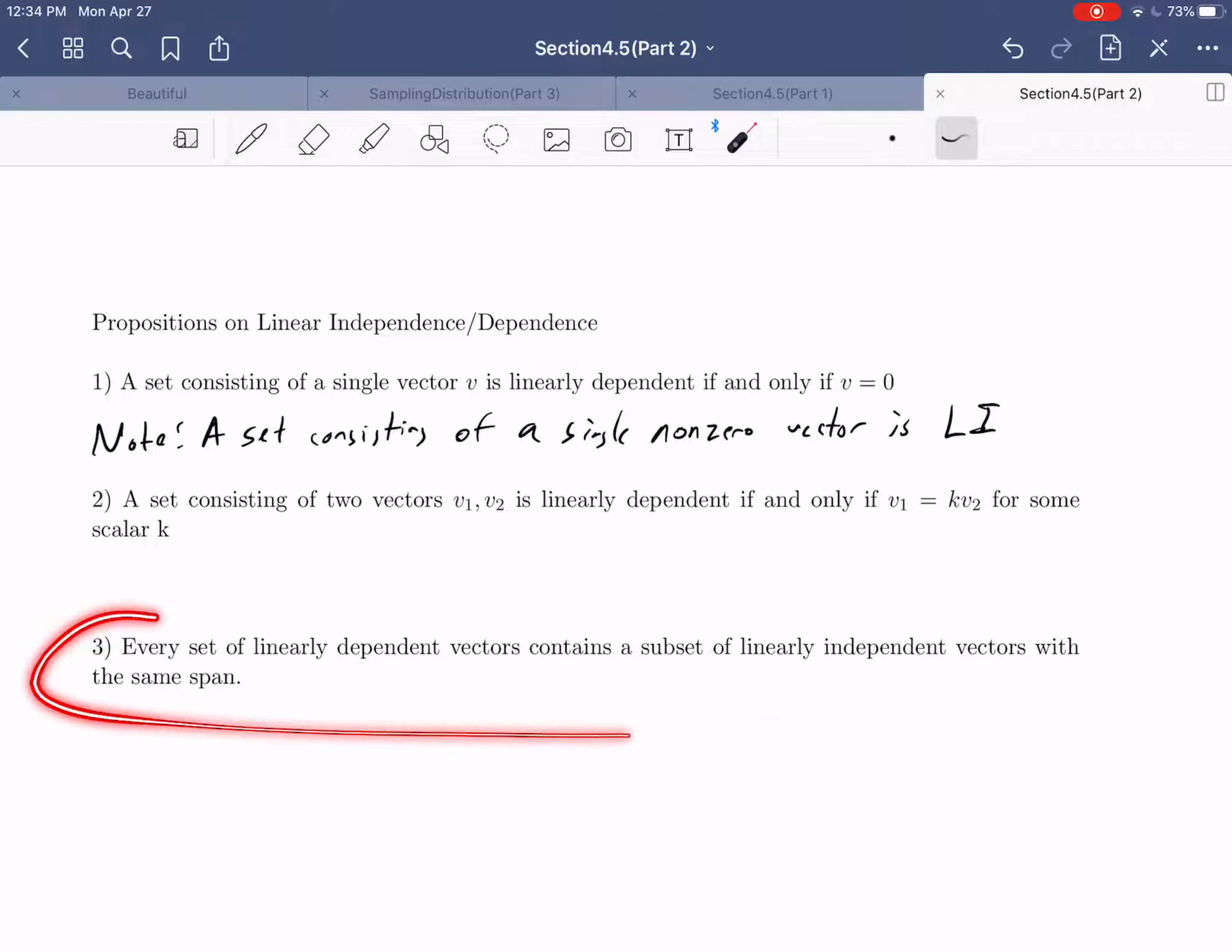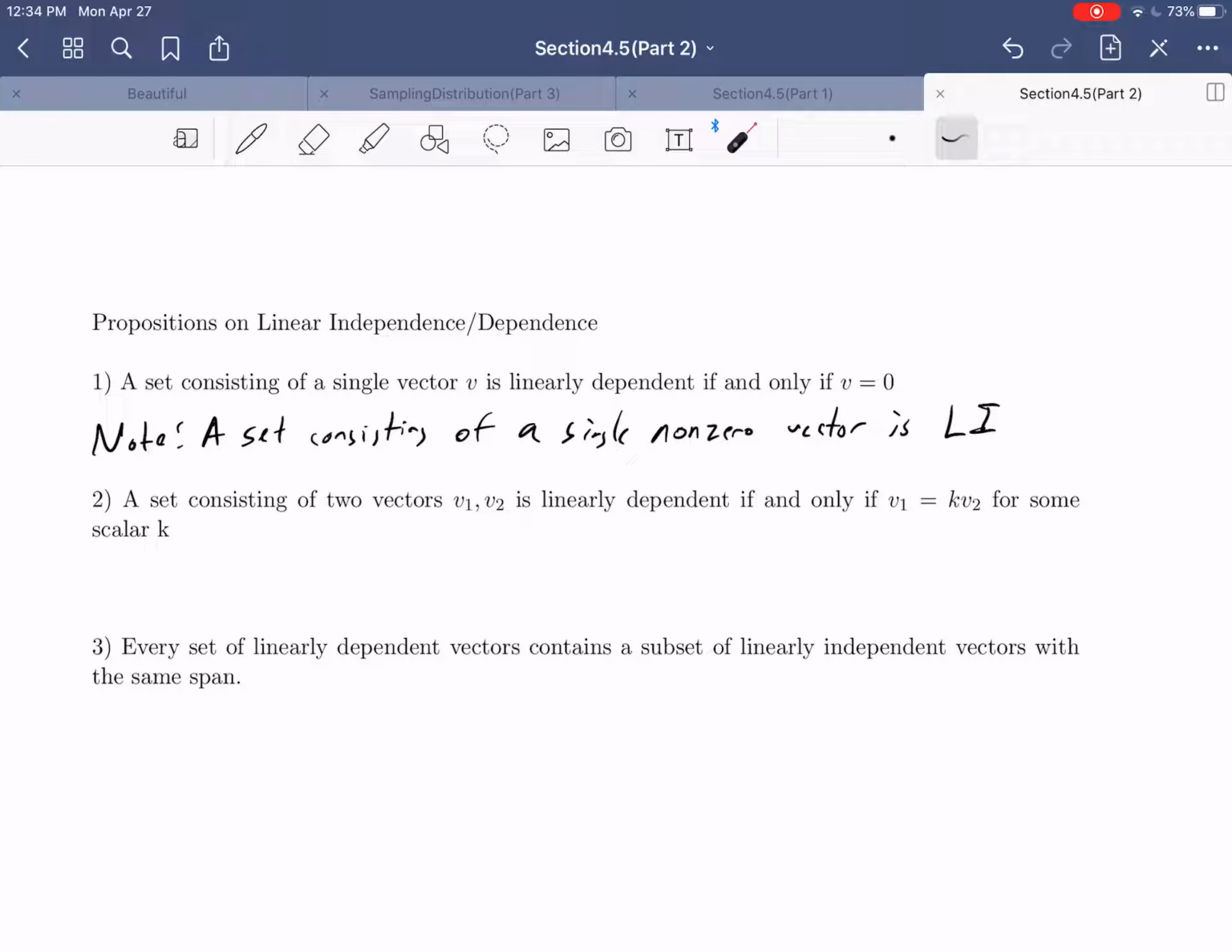What this says is that every set of linearly dependent vectors contains a subset of linearly independent vectors with the same span. And this property right here is a very natural consequence of what we proved in the previous video.